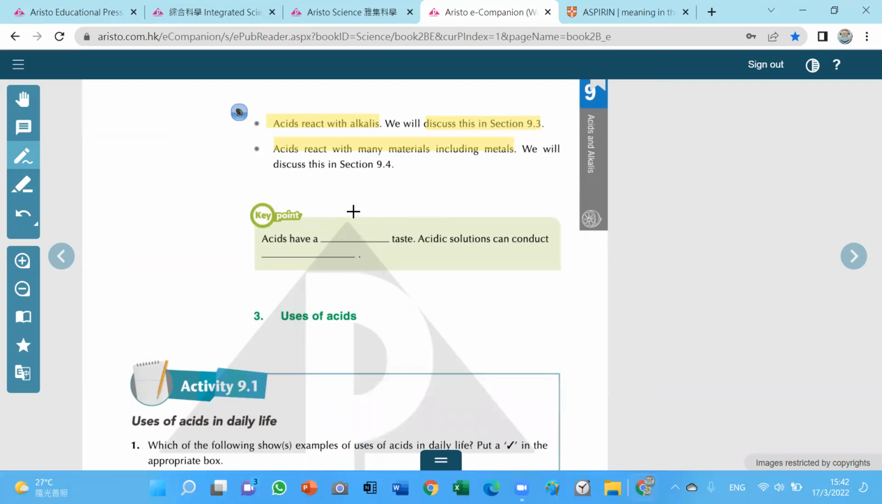So key point, please read now. Acids have a sour taste. Acid solutions can conduct electricity.